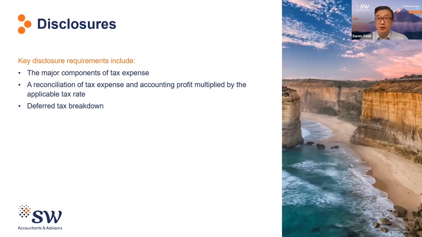So finally, disclosures. AASB 112 requires certain disclosures to be made in your financial statements. The key one being that you do need to break up your income tax expense into its various components. Secondly, you need to provide a reconciliation. You start with your accounting profit multiplied by your corporate tax rate, and then you need to show all the adjustments, which brings that amount to your income tax expense number. You also need to provide a breakdown of your deferred tax asset and liability balances.